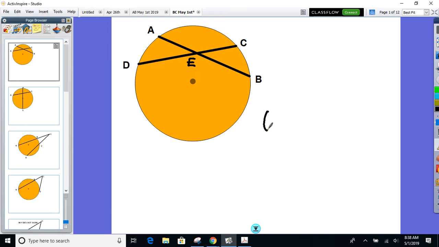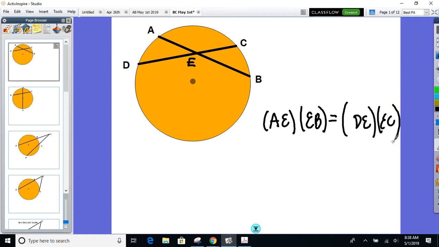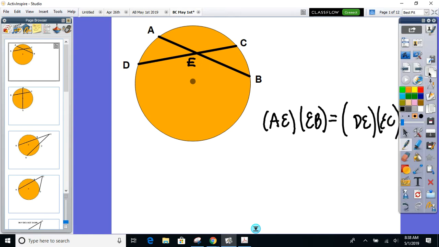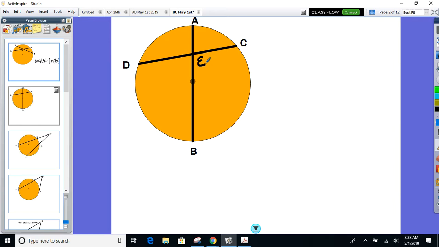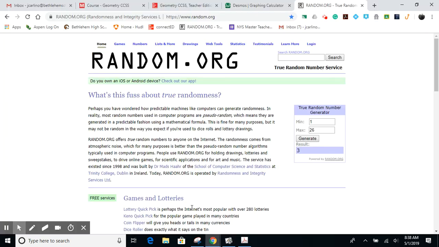AE times EB is the same as the product of what? DE times EC. We're all good there. Okay? This can also be applied to this diagram right here, because remember, a diameter is also a chord. So I can still apply what Jake just gave me here. You have a diameter. It's not perpendicular, so it doesn't bisect. Don't worry about that. Just give me what pieces are equal now.